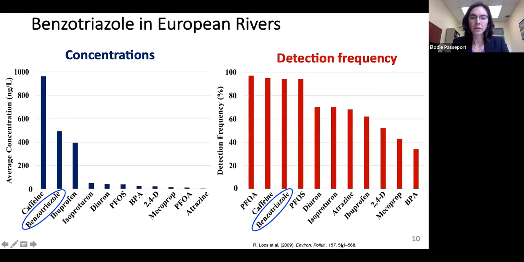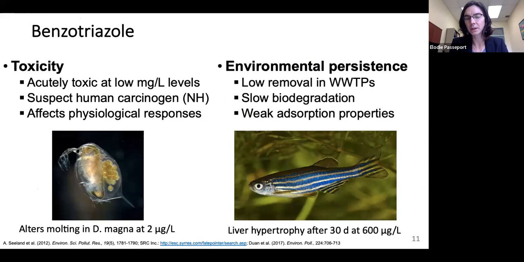There was a nice study done in 2009 by a European group, and they looked at many different trace organic contaminants. That's why you see so many names here on this x-axis, in a variety of European rivers. I like to show this graph because it was quite a nice overview paper, very large scale. What I want to highlight is that benzotriazole is found at a very high detection frequency, about 95%, with an average concentration at around 500 nanograms per liter. So that's quite a high average concentration and quite a high detection frequency.